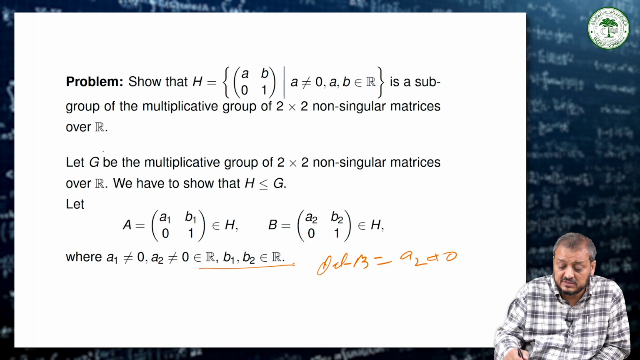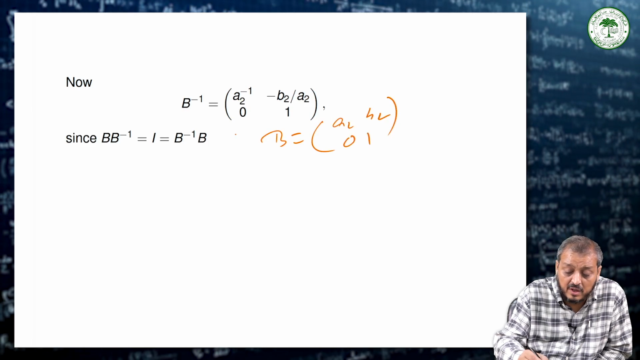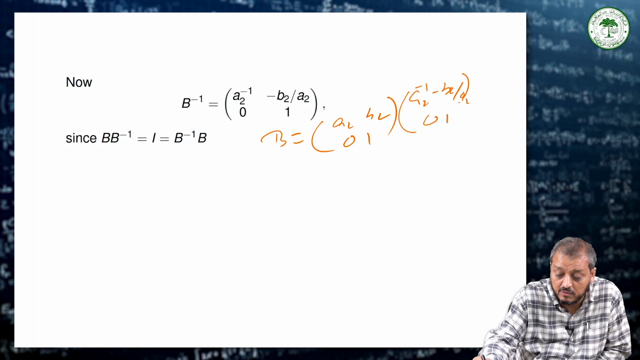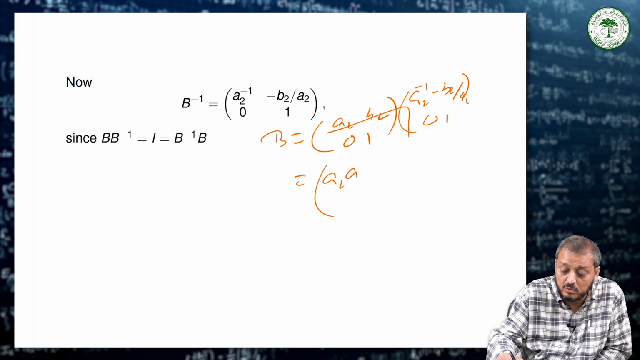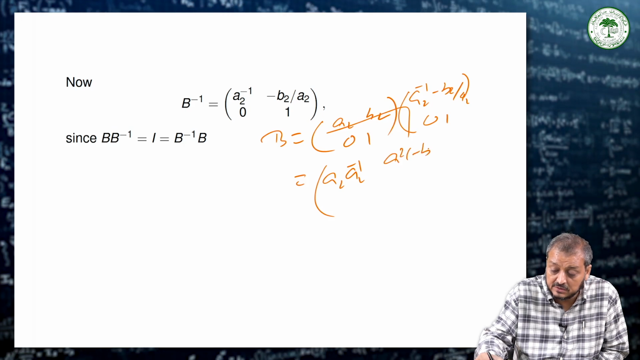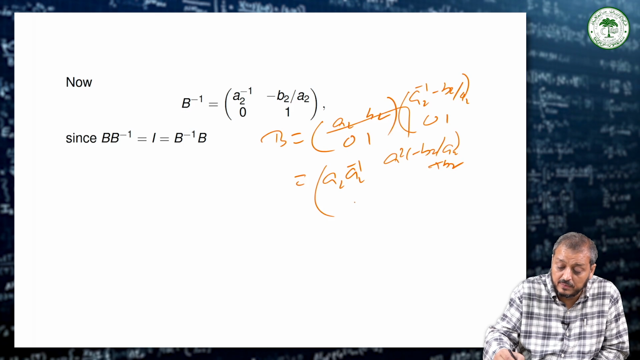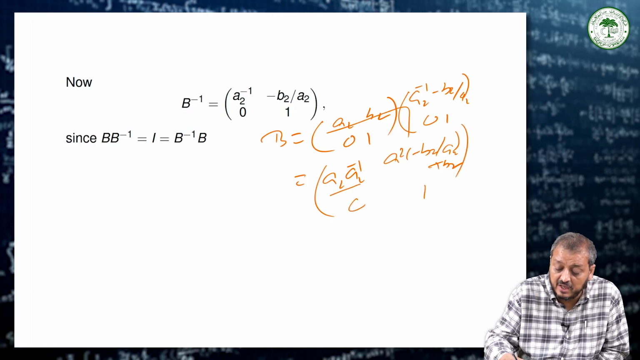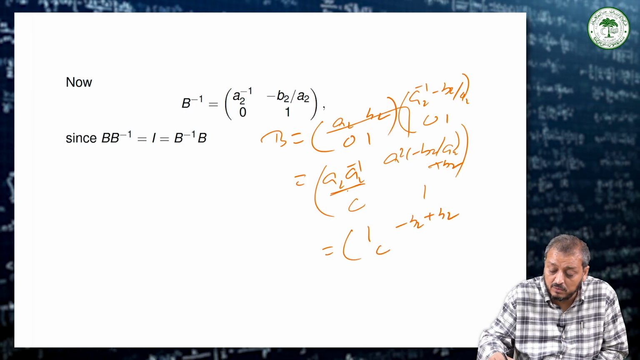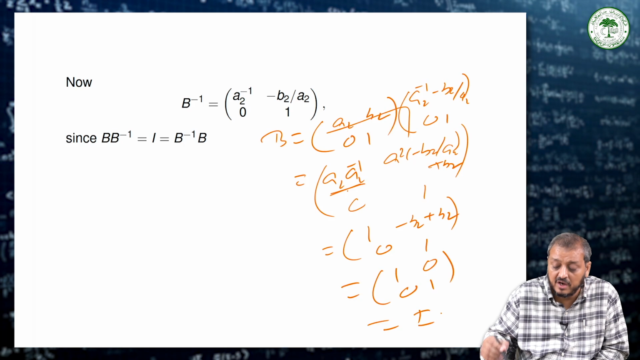Now B is A2, B2, 0, 1, and B inverse is A2 inverse, minus B2 upon A2, 0, 1. If you multiply these, you get A2 inverse times A2, then 0, then minus B2 upon A2 plus B2, then 0, and 1. A2 inverse A2 is 1, and minus B2 plus B2 is 0, so we simply get 1, 0, 0, 1. So this is clearly the identity matrix.